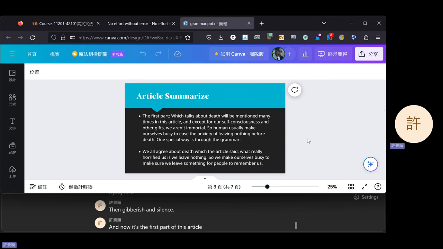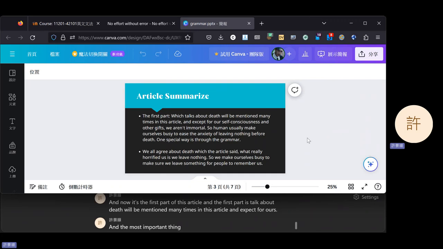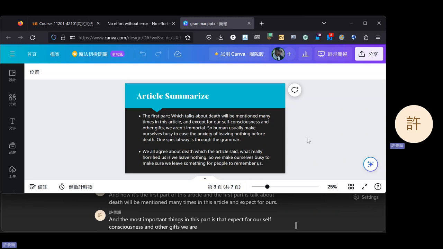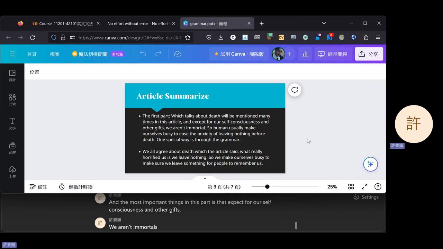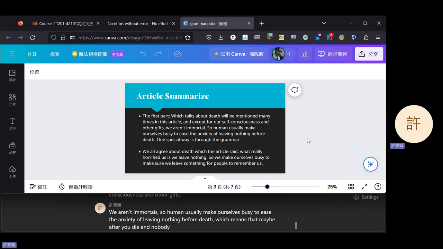The first part talks about death, which will be mentioned many times in this article. The most important thing in this part is that except for our self-consciousness and other gifts, we aren't immortals. So humans usually make ourselves busy to ease the anxiety of leaving nothing before death, which means that maybe after you die, nobody will remember you.